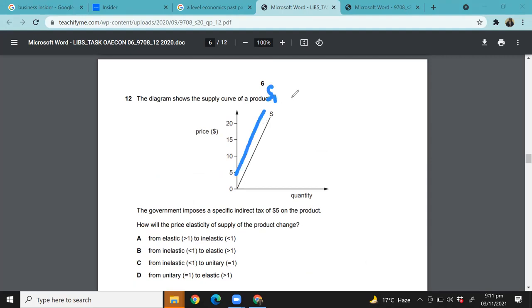So what will be the price elasticity of supply of the product? B, from inelastic to elastic. From inelastic to elastic. Right. What do you think, Arbab?